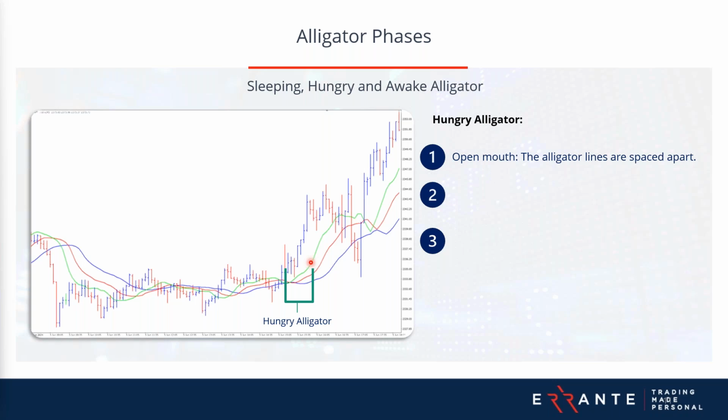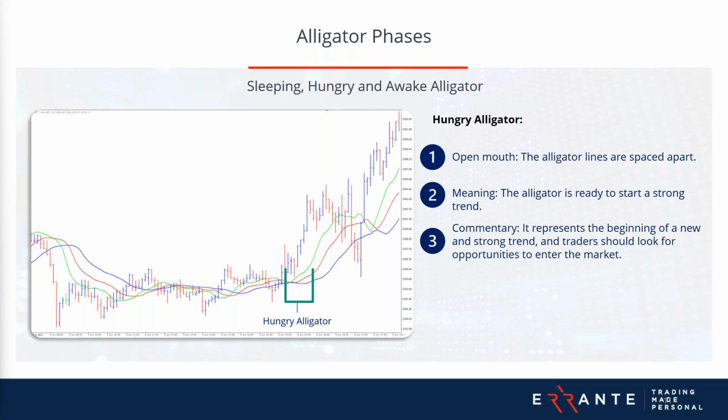And this is a key point of analyzing the market using the alligator, the hungry alligator. But let's see, what does it mean? The alligator is ready to start a strong trend. The widening of the alligator's lines signifies that the market is gaining momentum and is ready to enter a strong trend. This phase is critical for traders, for all of us looking to capitalize on new market movements.